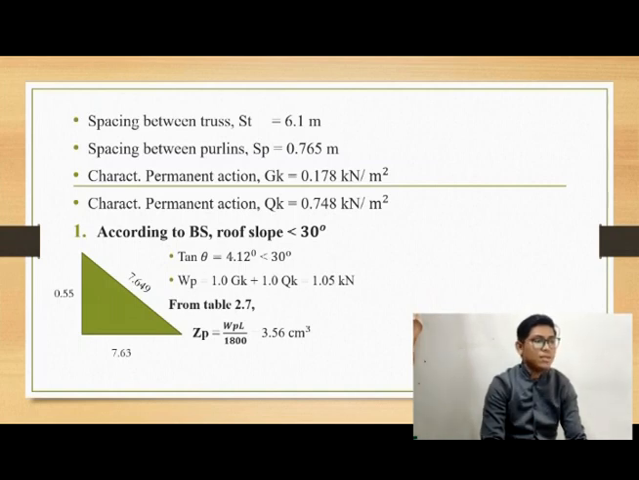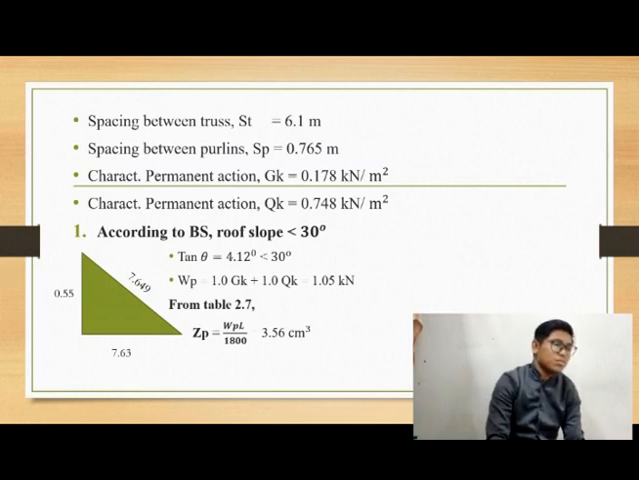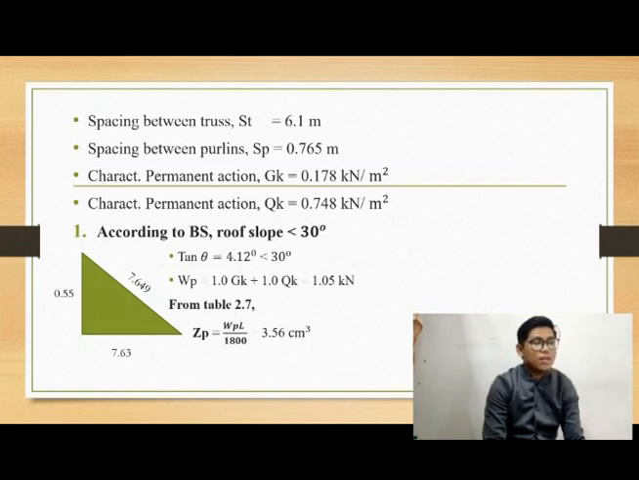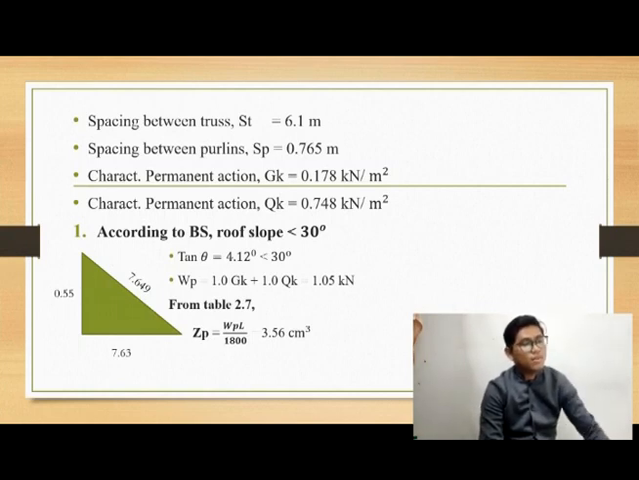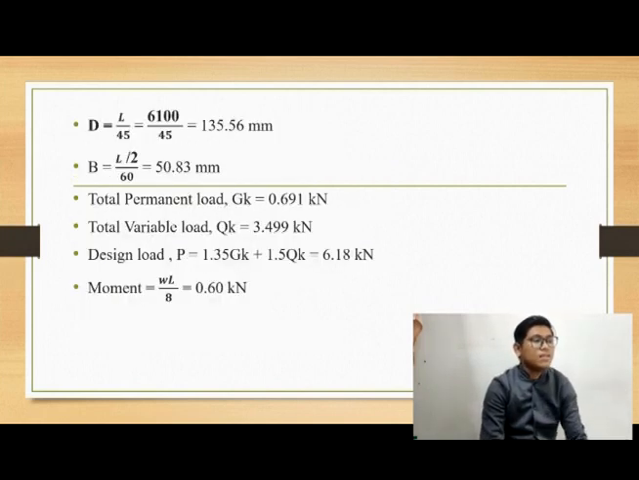For our WP, 1.0 GK plus 1.0 QK, we get 1.05 kN. For Table 2.7, we use the formula WPL over 1800. So our group got the ZP as 3.56 centimeter cubed. For the D, the formula is L over 45.